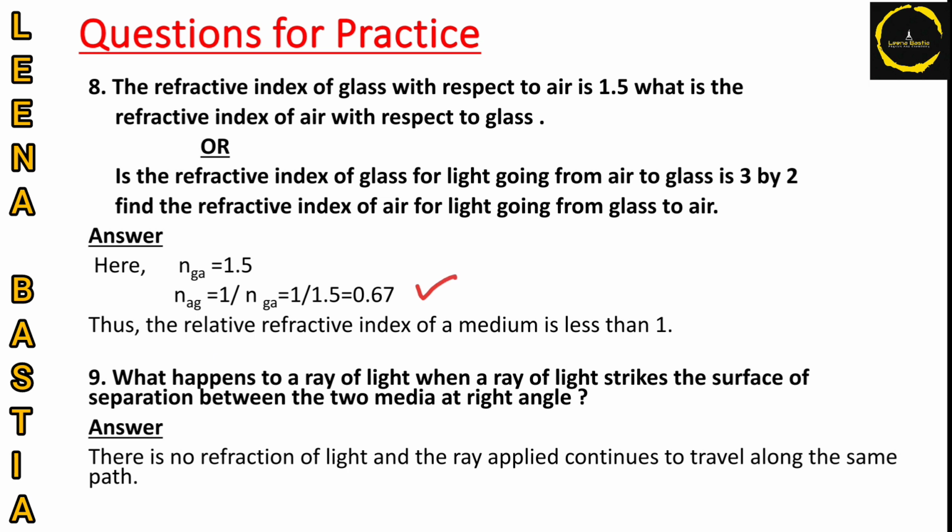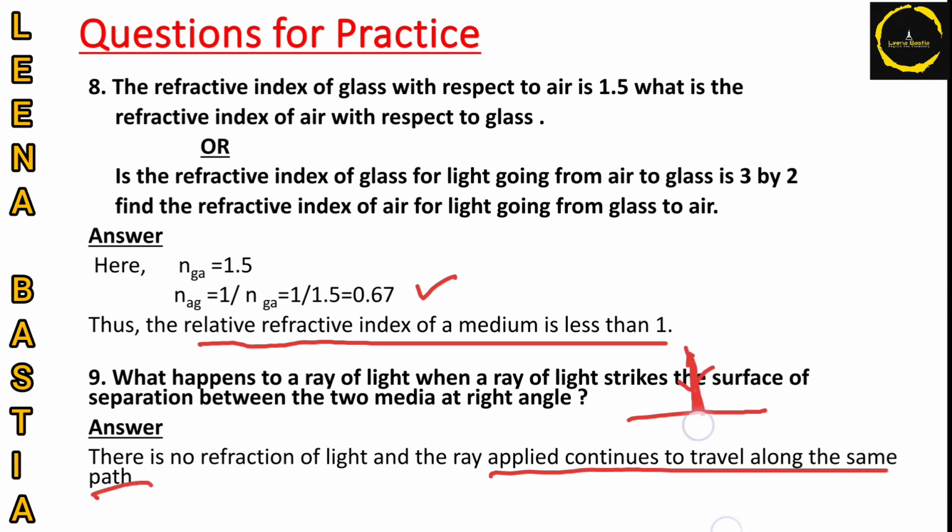So the relative refractive index of the medium is less than 1, because we are not comparing it with air. Anyway, this is the value we got when we compare the refractive index of air with respect to glass. Now question number 9. What happens to a ray of light when it strikes the surface of separation between two media at a right angle? If it is falling like this, what will happen? Quite easy. There is no refraction of light and the ray continues to travel along the same path. It is a normal incidence, so it will travel in the same path, isn't it?